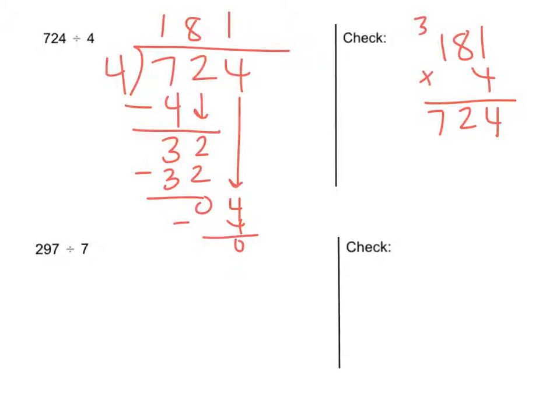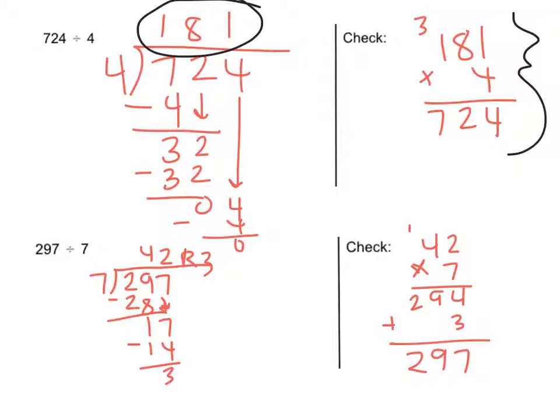Okay, answer to the first problem, 724 divided by 4. My quotient ended up being 181. When I checked, the work looks like this, and I did get a product of 724, which checks out with my dividend of 724. So I'm good on that one.